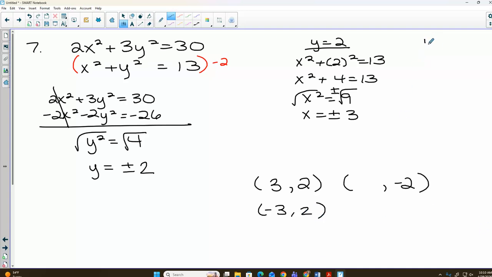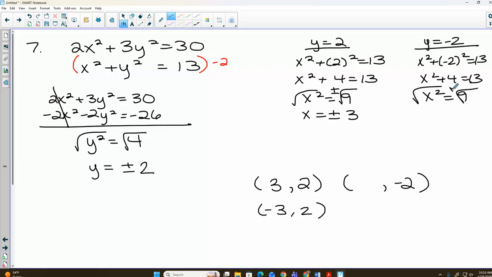When I plug in a negative 2, the same thing happens. So we have x squared plus 4 equals 13. So x squared is 9. Square root plus or minus. So it could be a positive or negative 3. That's when we get the 4 points. I had 2 values for y, and when I plugged each of those in, I got 2 values for x. Does that make sense to everybody?